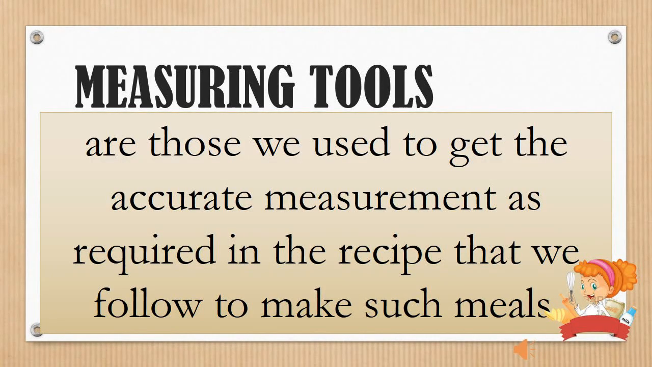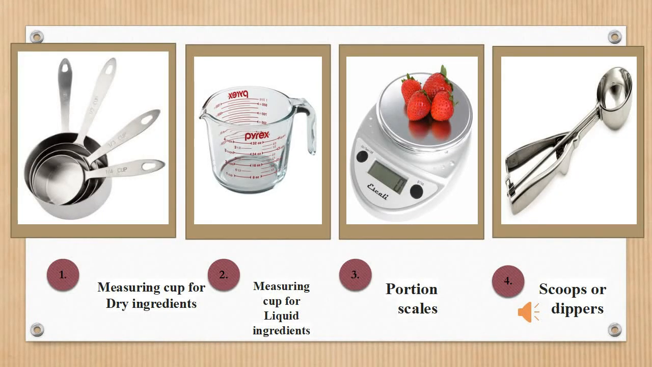Next, measuring tools are those we use to get the accurate measurement as required in the recipe that we follow to make such meals. These are examples of measuring tools. Number 1, measuring cup for dry ingredients. This measuring cup is used for measuring dry ingredients. There are different sizes of measuring cup: 1/8, 1/4, 1/3, 1/2, and 1 cup.